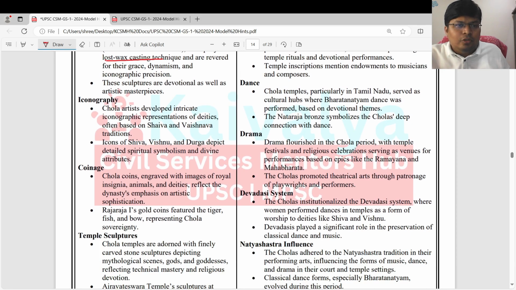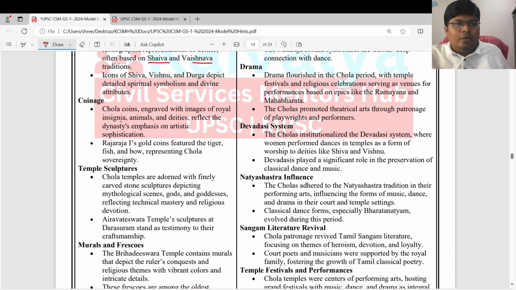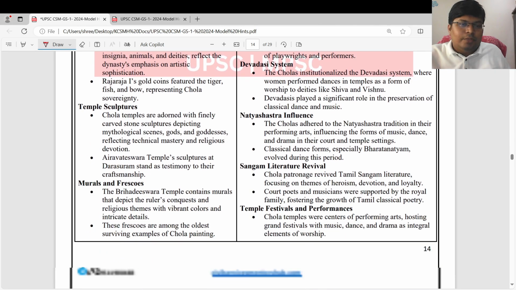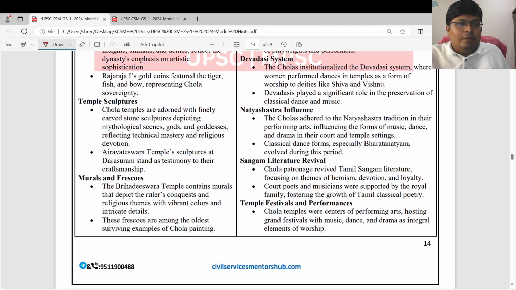Iconography: Chola artists developed it, as the Shaiva, Vaishnava, and Alvar and Nayanar Bhakti movements were prevalent at that time in South India, so related iconography was prevalent. Then coinage, with emblems on the coins. Temple sculpture, such as on the Airavateshwara temple and the Brihadeshwara temple. So you can mention these points.